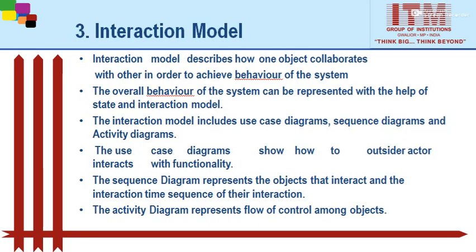The use case diagrams show how the outsider actor interacts with functionality. The sequence diagram represents the objects that interact and the time sequence of their interaction. The activity diagram represents flow of control among objects.